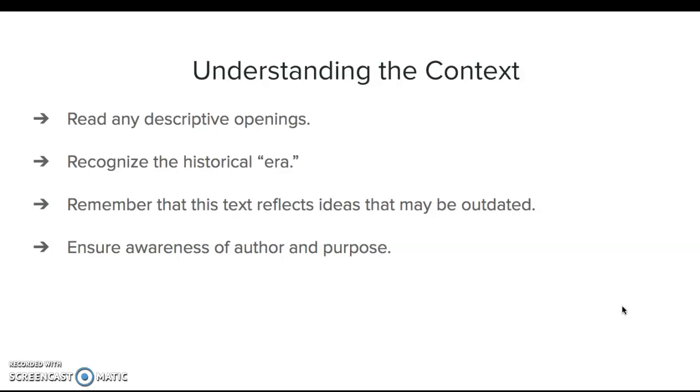So think to your other learnings. Do you know anything about this era that would help me understand the thoughts and feelings of the people around this time that might help you gain access to what this author might be trying to say?